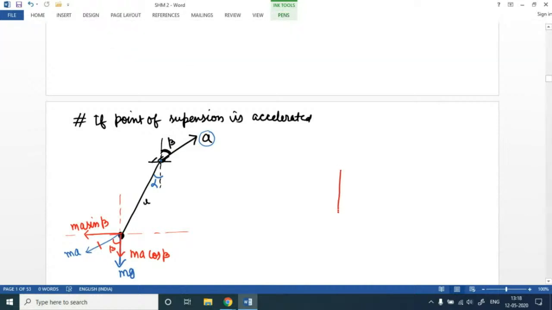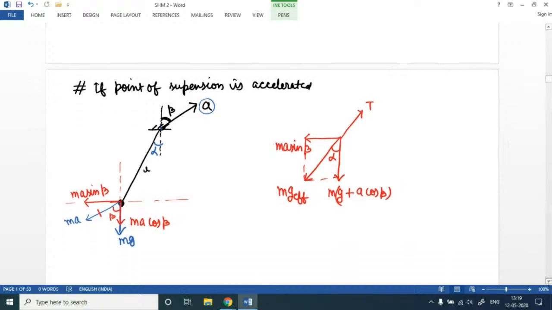So this vertical component of force that it is experiencing is nothing but mg plus ma cos beta, so m into (g plus a cos beta) you can say, and this horizontal component is nothing but ma sin beta you can say. Okay, so the tension would be obviously along the resultant, and resultant of these two forces would be along this direction. Okay, or rather you can say that is mg effective. Okay, and this angle obviously is alpha over here. So two things we can find out, like what would be the value of g effective.